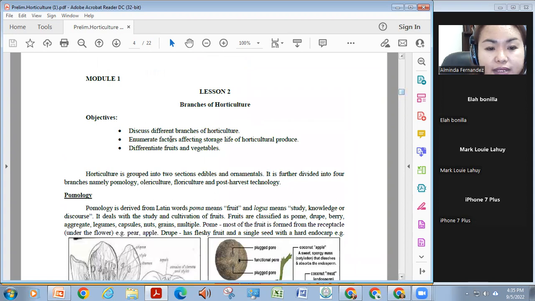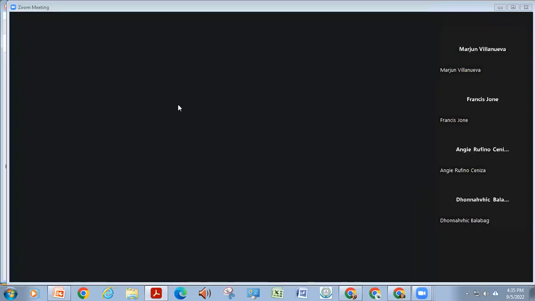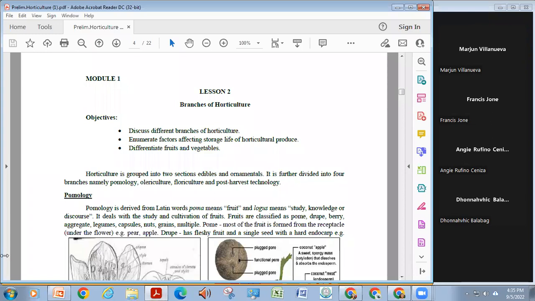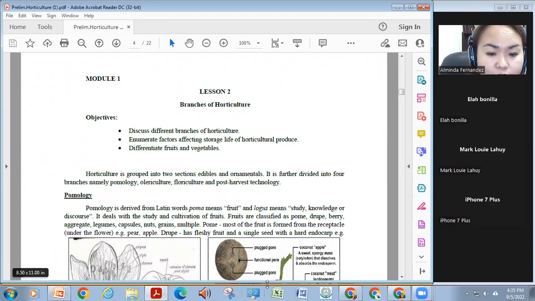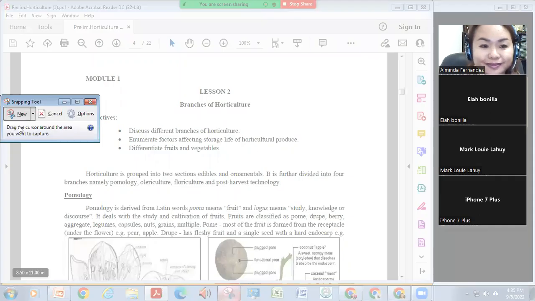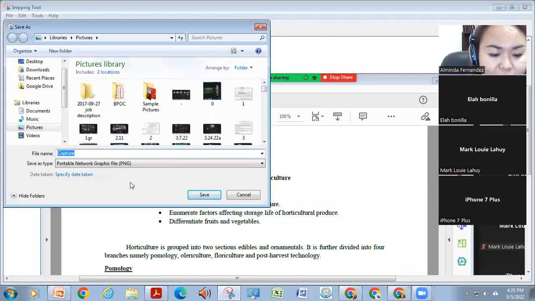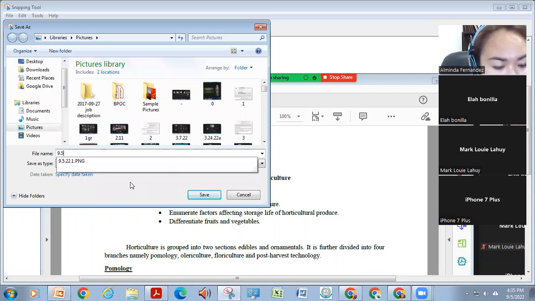We're going to have discussed different branches of horticulture. Yes, Ella, do you have anything to say? Wala, ma'am. Okay. So, before I proceed with the branches of agriculture, let me again introduce to you wait lang ha, mag-screenshots ako. Sige na, pag-screenshot, ani. 9, 5, 20.